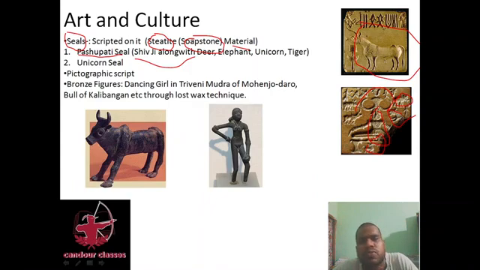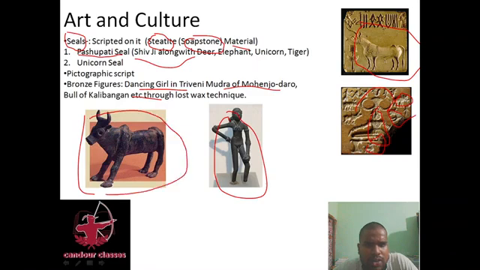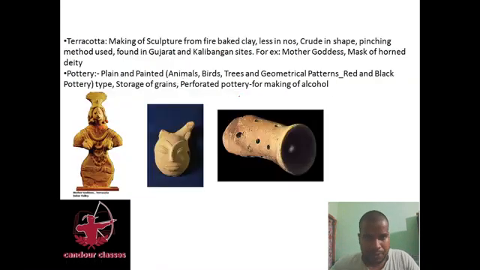Then bronze figures you can find, dancing girl in Triveni Mudra of Mohenjo-daro. See, this is the dancing girl. Then bull of Kalibanga, etc. See, these things were created through the lost wax technique. Through the lost wax technique, they have created this bull of Kalibanga and the dancing girl in Triveni Mudra. Then terracotta, making of sculpture from fire baked clay.